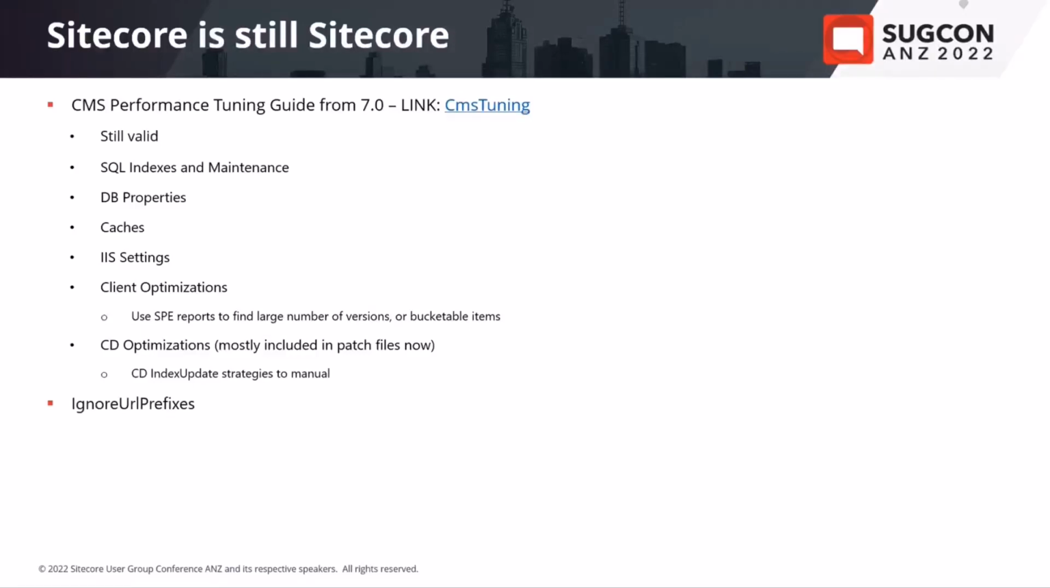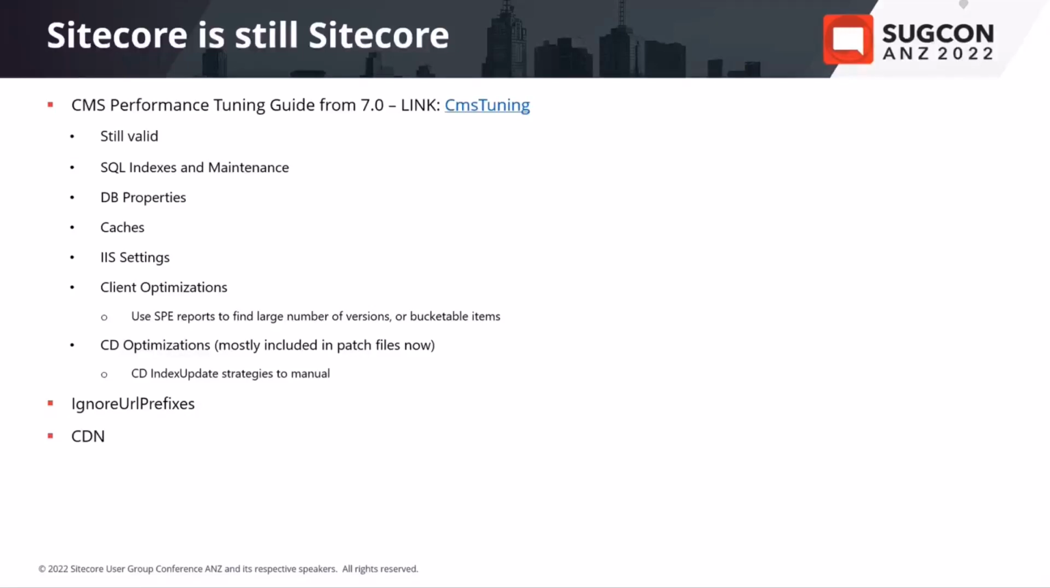We mentioned before, ignore URL prefixes. Make sure anything that's a static file that comes from the file system does not go through all the pipelines and processes that Sitecore runs for pages. Just put them in there as the prefixes, so /scripts, /styles, any of those sorts of things go straight to your file system, and it's not going to chug away on your CD instances doing that.